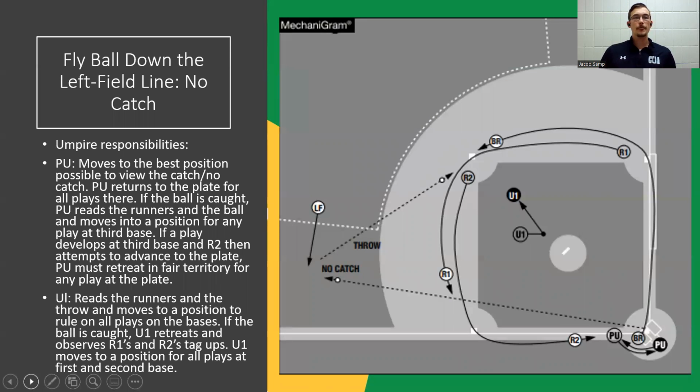In this situation, here we have a fly ball down the left field line with no catch. This is in the plate umpire's catch, no catch territory, and after ruling on fair and foul, the plate umpire would retreat to the point of the plate to rule on any potential play. U1, just like with a clean hit, will have responsibility for R1 to third base and any responsibilities on the batter runner.